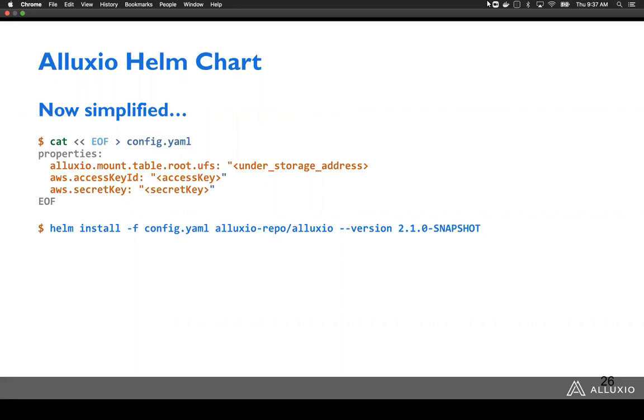Now, in the slide, the repository for Helm that we're using is the Alluxio repo, which should be available to your Kubernetes cluster for installing Alluxio using Helm. And this will be in the stable Helm repository starting Alluxio 2.1, which is scheduled for later this month.